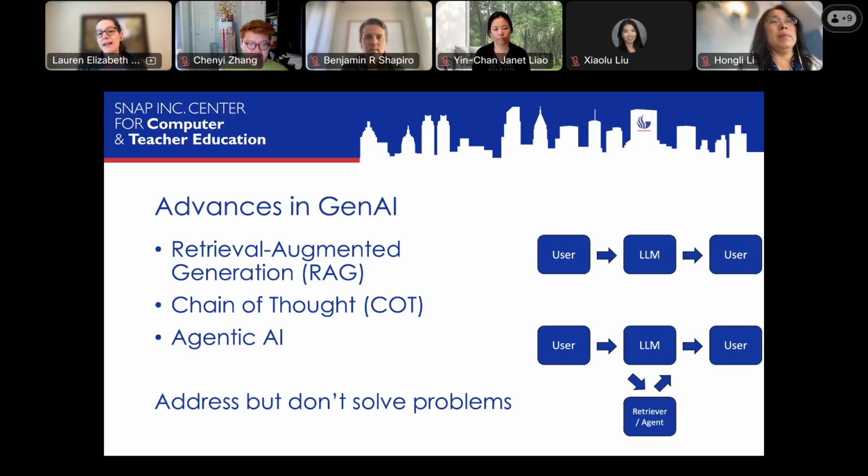But again, it addresses the problems that we have with AI and the limitations that we discussed, but it doesn't solve them because it's still a large language model. There are still opportunities for generic responses, incorrect responses, hallucinations, all those sorts of things.